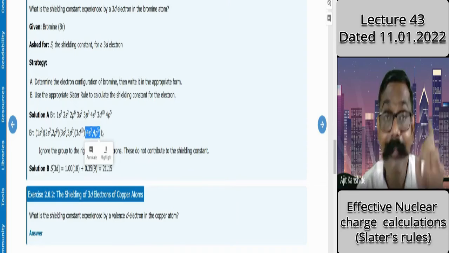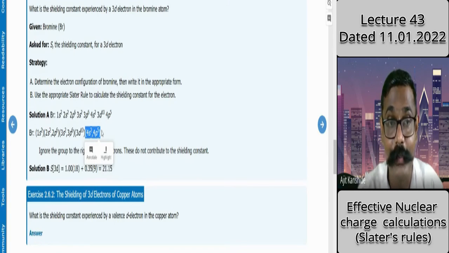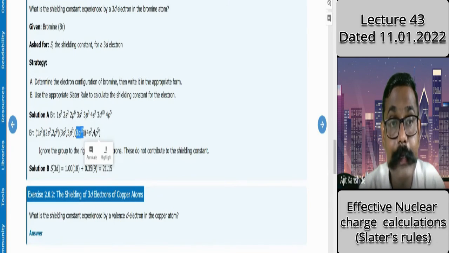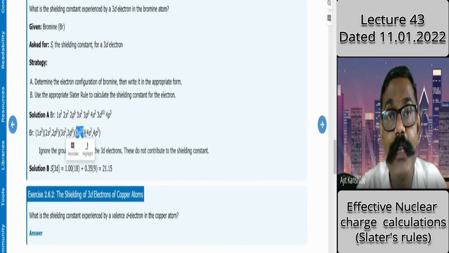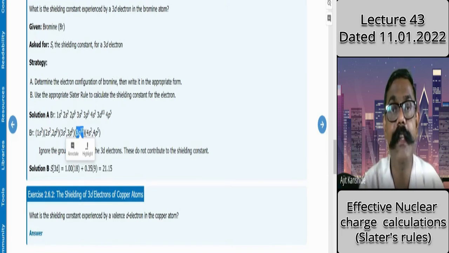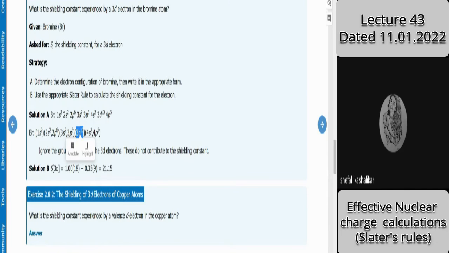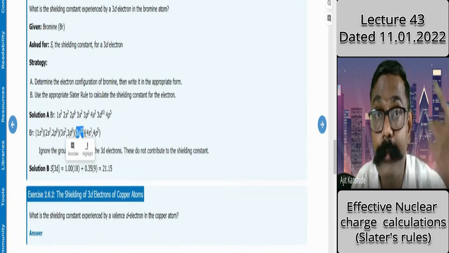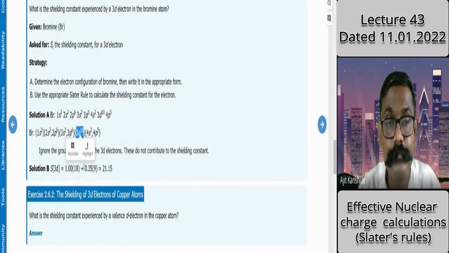Shall I consider the contribution of 4s and 4p? No, I should not consider it. Now about the 3d, 10 electrons are there. For the one electron under consideration, how many neighbors in that 3d? 9. And the contribution from each for shielding is 0.35.